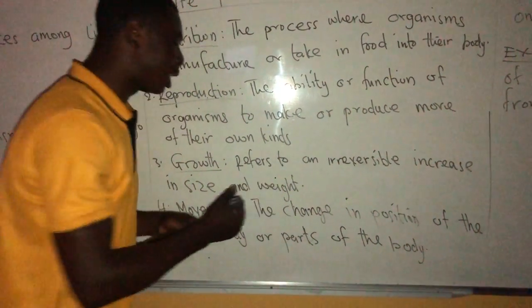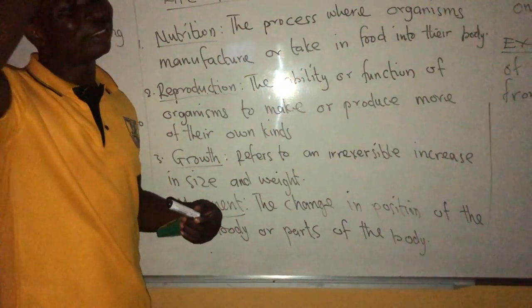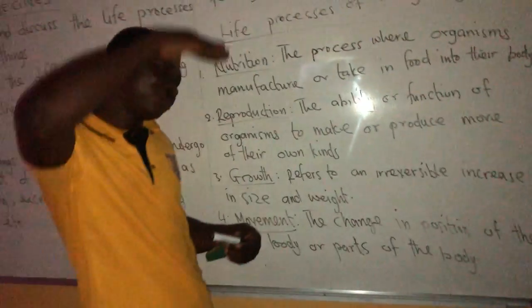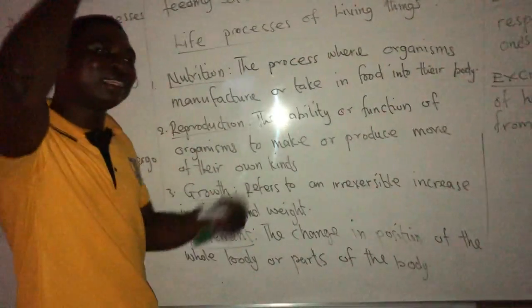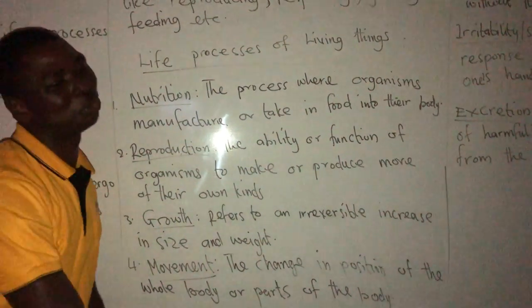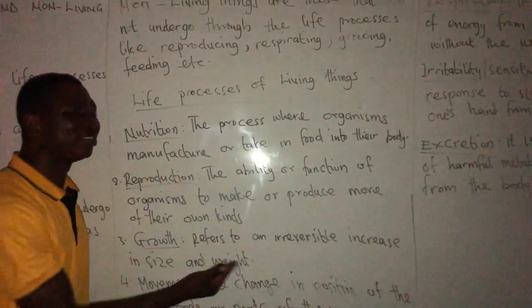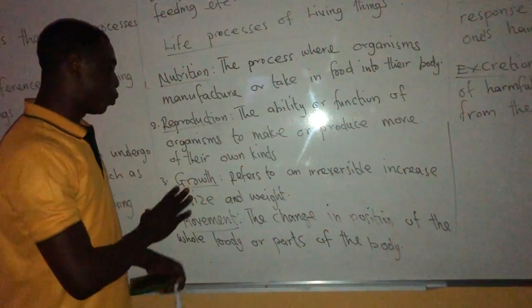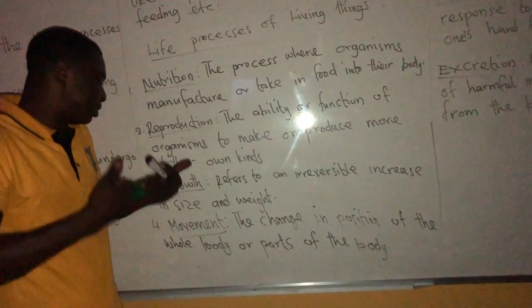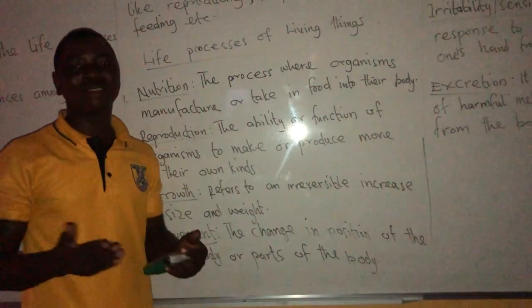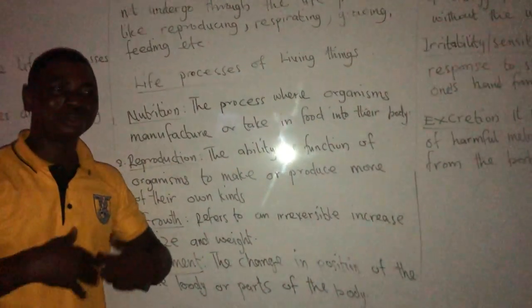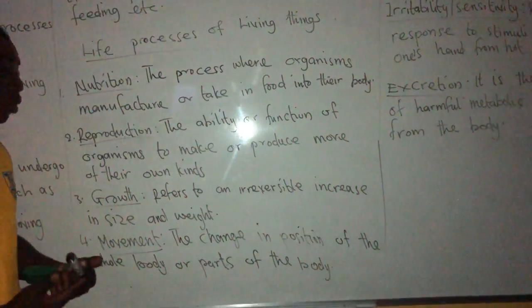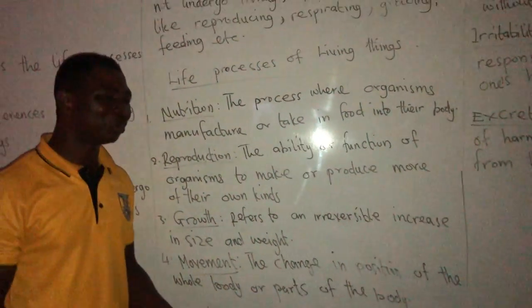When we say irreversible, that means when you grow, let's say I was very young like this and I've grown to some height like this, they can't bring me down again to be small. That means it's irreversible. I can't reverse back. So when you are able to increase in size and weight, then we say that we have grown. So we all grow. Animals also grow.